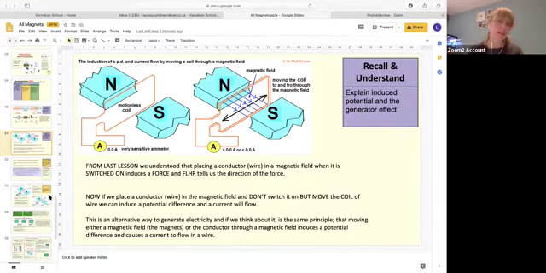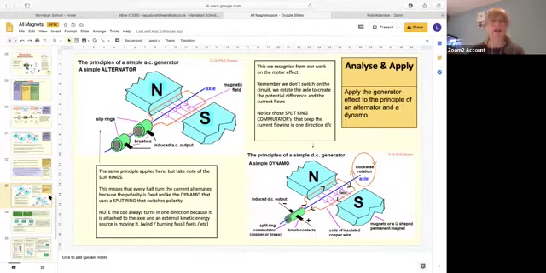So we're going to take this a step further, okay, and look at the two types of generators. There's an alternating current generator, and there's a direct current generator. Okay, and we're going to go back to our little friends here that we've got at the bottom. The first one that I will look at is this alternating current generator, which is called an alternator essentially.